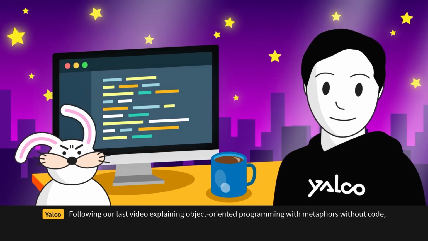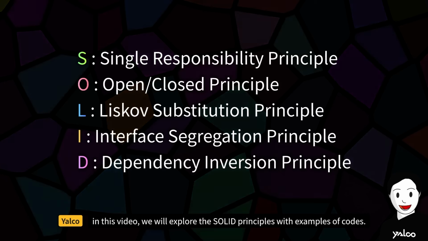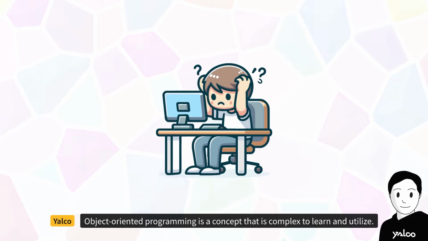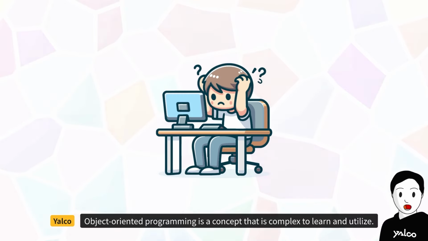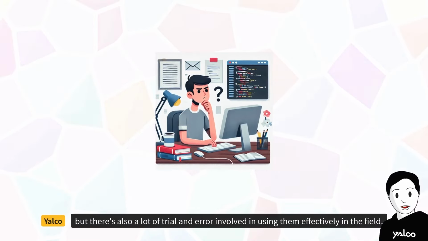Following our last video explaining object-oriented programming with metaphors without code, in this video, we will explore the solid principles with examples of code. Object-oriented programming is a concept that is complex to learn and utilize. Not only acquiring knowledge on the grammars and functions related to object-oriented, but there's also a lot of trial and error involved in using them effectively in the field.